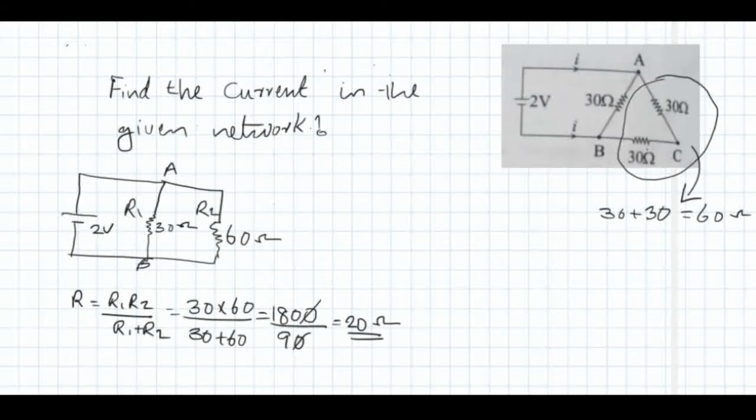Then what is the current? Current I is equal to V by R. The voltage is given, that is 2 volts, and the effective resistance of these resistors is 20 ohm. Therefore the current is V by R, that is 2 by 20, which is equal to 0.1 ampere. 0.1 ampere is the answer.